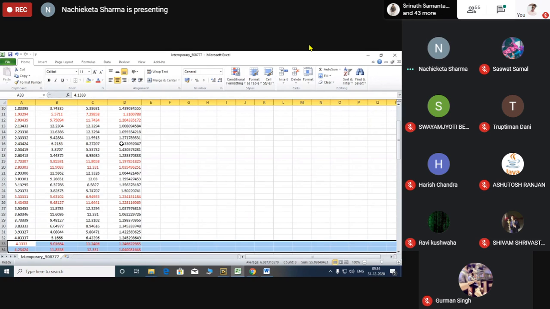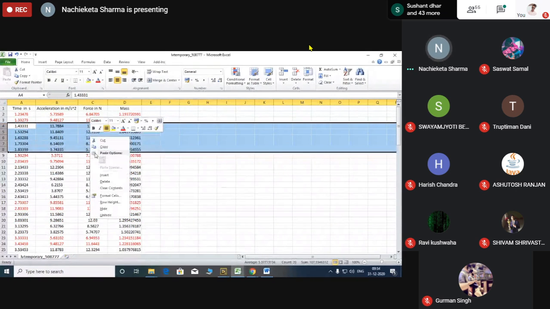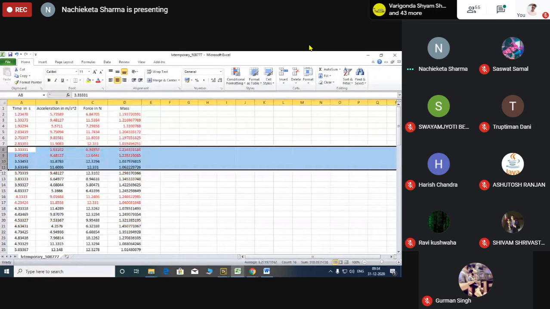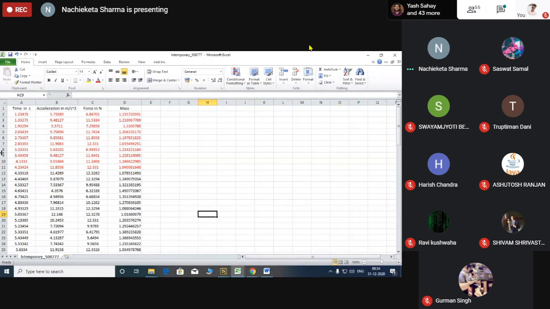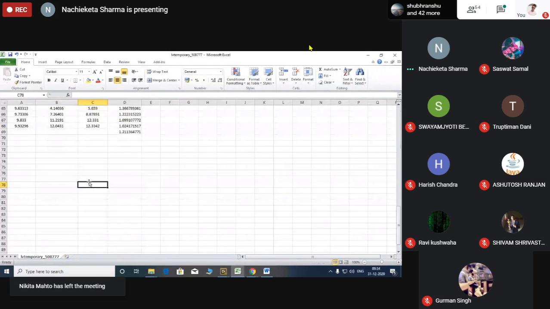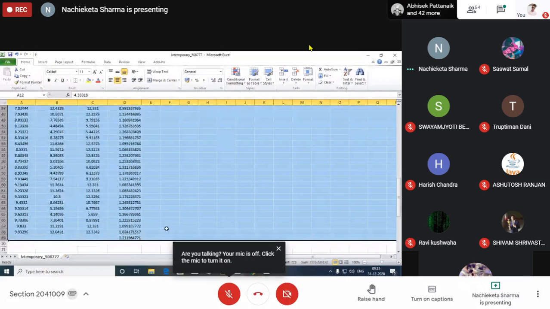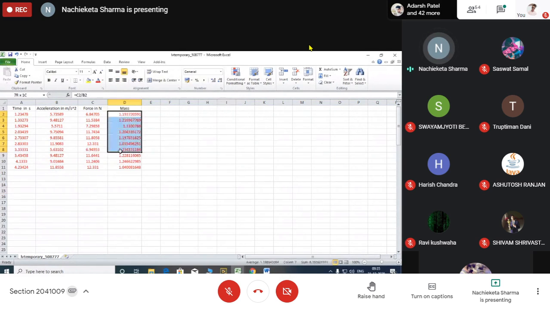I have taken different readings. Then I will delete the other parts just like the previous one. Then you see this is time, acceleration, force, mass. Then again I am finding the average here, auto sum average. We have got 1.190. This is your average mass M2.